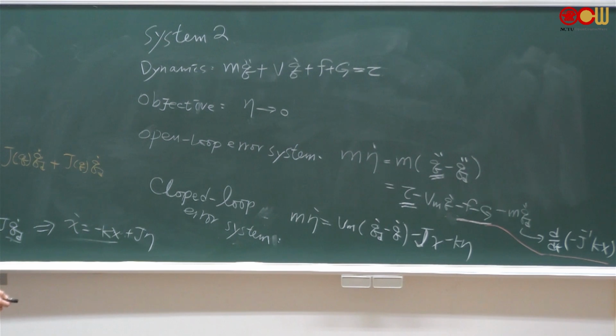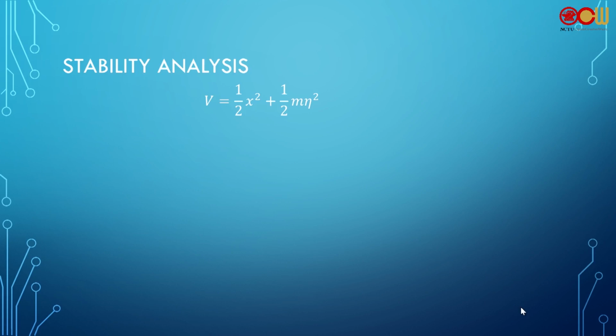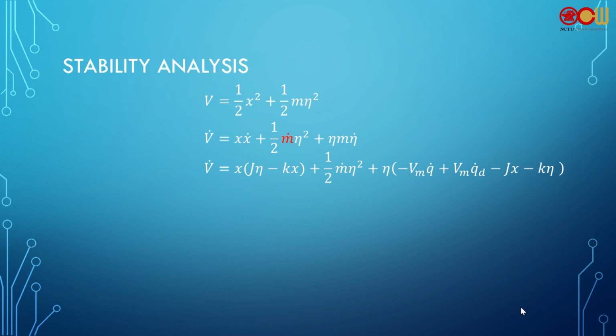Now let's do the analysis. We design this Lyapunov function, and we take the time derivative. Remember that M is a function of q, so when you take the time derivative, you need to use the chain rule, and that M dot pops out. But for M dot, we can use the skew symmetric property to combine this term and these terms, so that the summation of the two terms will be 0. Skew symmetric property.